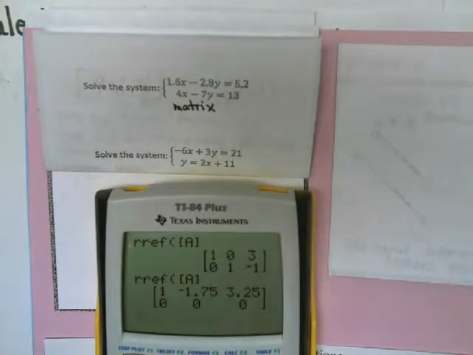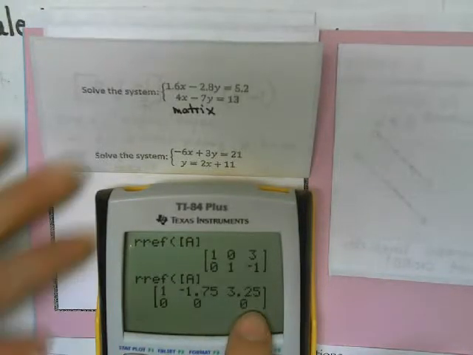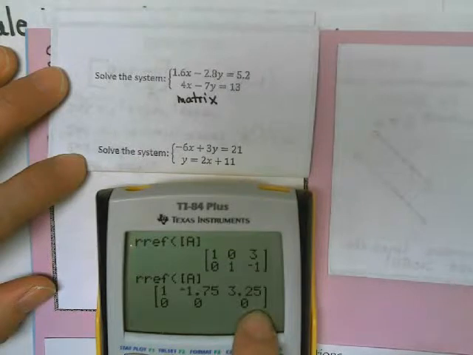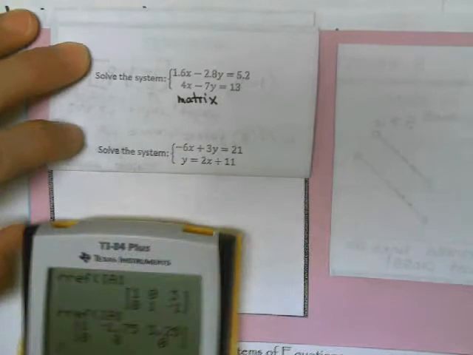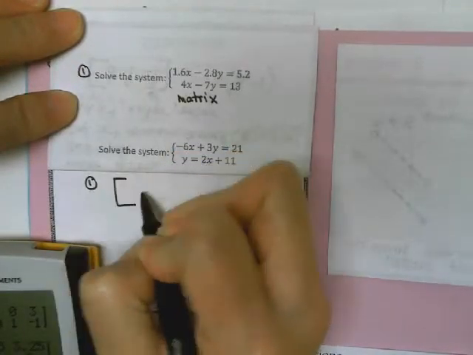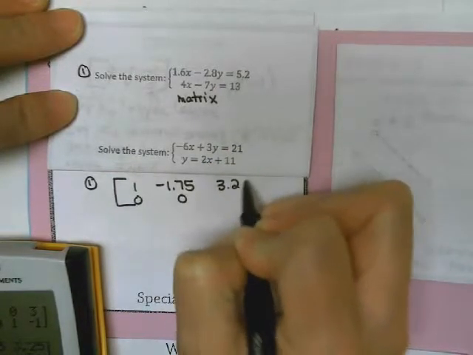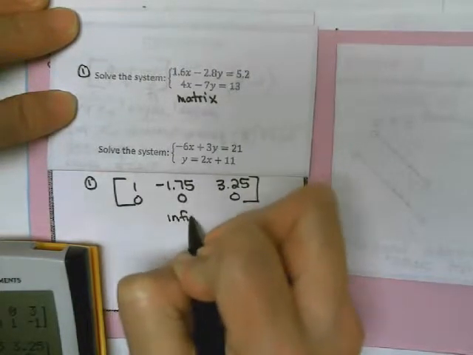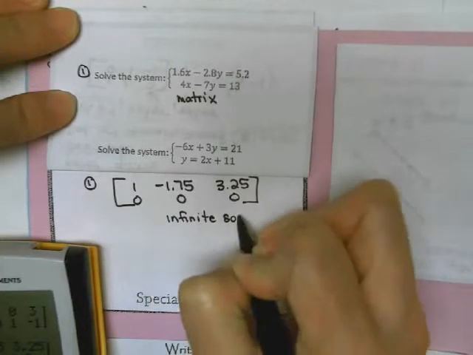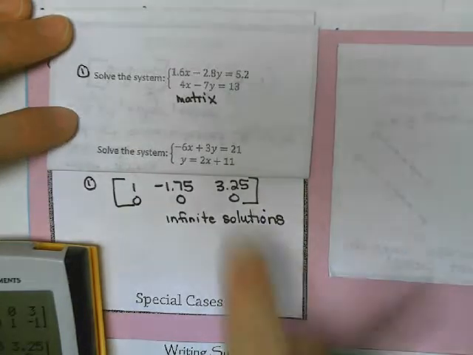Alright, so when I do this, and I get zeros all the way across on the bottom, this is telling me that these two equations are the exact same line. So, this first one, I got 1, 0, negative 1.75. So this is infinite. So those are the same line.